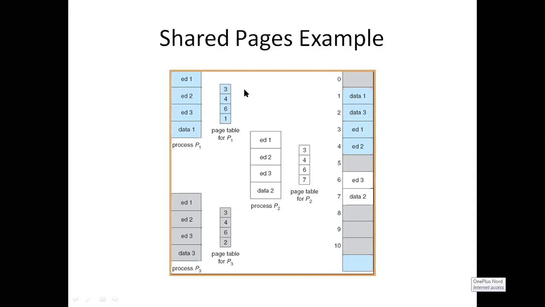If you keep ED1, ED2, ED3 separately for P1, and ED1, ED2, ED3 of P2 separately, and ED1, ED2, ED3 of process 3 separately in the main memory, how many frames do you require? If you are not sharing the frames, how many frames do you require?